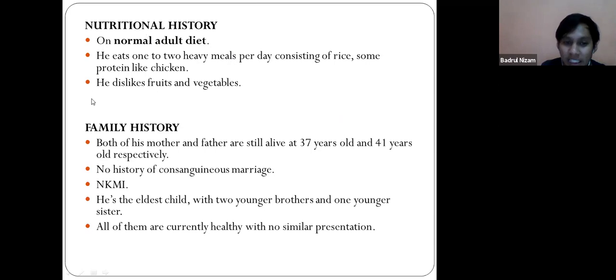For the family history, both of his mother and father are alive. The mother is 37 years old, the father is 41 years old respectively. No history of consanguineous marriage. Both of his parents have no known medical illness. He is the eldest, and all of the siblings are currently healthy with no similar presentation.